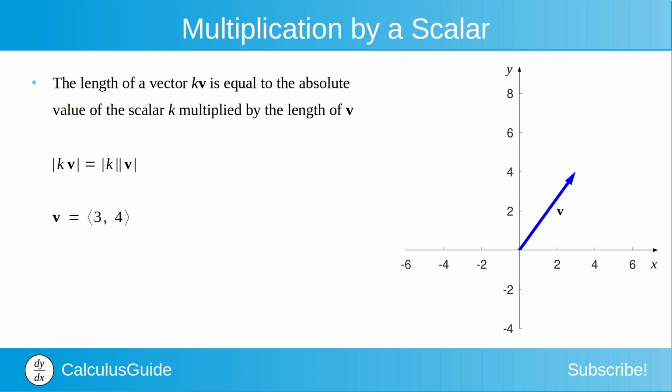For a vector v equals ⟨3, 4⟩, which is currently shown to the right, the length of the vector v is equal to the square root of 3 squared plus 4 squared. This is equal to the square root of 9 plus 16, which is equal to the square root of 25, which is equal to 5.